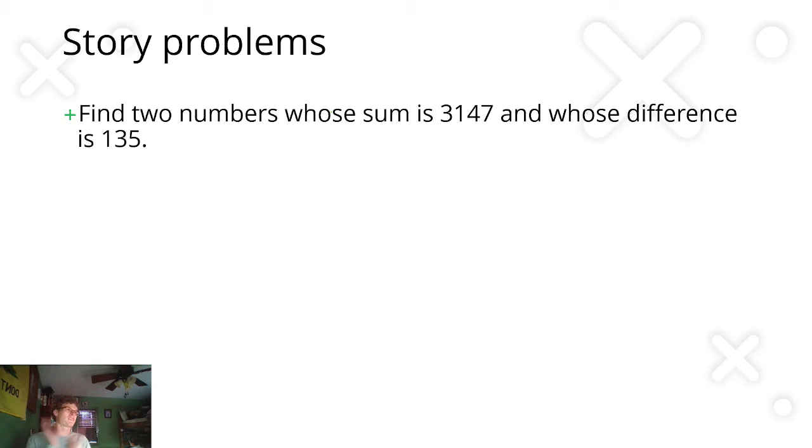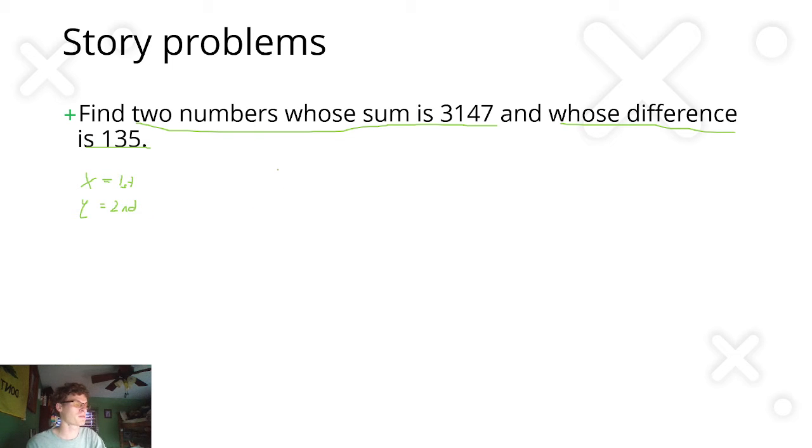All right, story problems. This is what everyone is having a bit of difficulty with. Find two numbers whose sum is 3,147 and whose difference is 135. Remember, we are breaking this down into two separate things: two numbers whose sum is 3,147, and two numbers whose difference is 135. I'm going to let x equal my first number, y equal my second number.